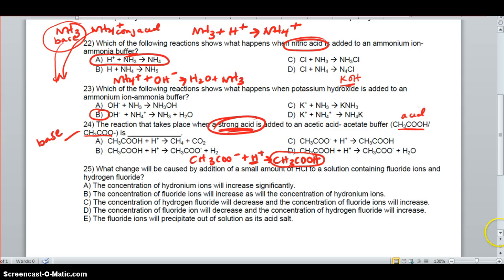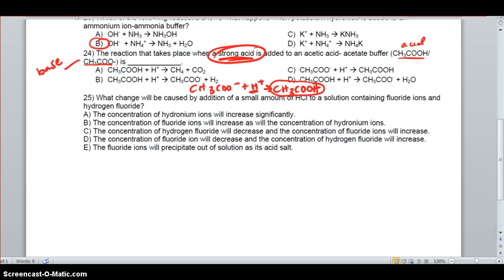Alright, 25. I like this question because you've really got to apply it and think about what's going on with the equilibrium. So it says, what change will be caused by an addition of a small amount of HCl, it's a strong acid, to a solution containing fluoride ions and hydrogen fluoride? So we've got a buffer because that's our weak acid, and that's our conjugate base.